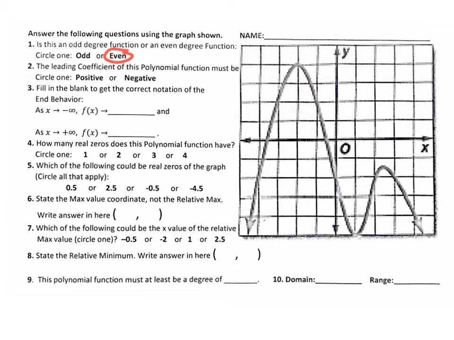Now, what does that actually mean, that it has to be an even degree function? It might be y equals x squared. It might be y equals x to the 4th. It might be y equals x to the 6th. It might be y equals x to the 8th, right? Okay, and we'll deal with that later.